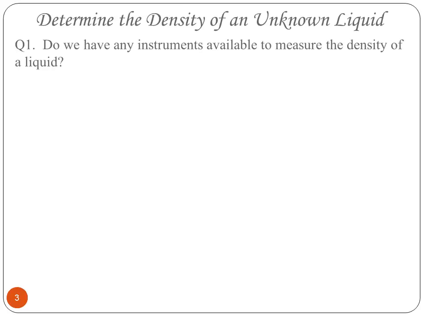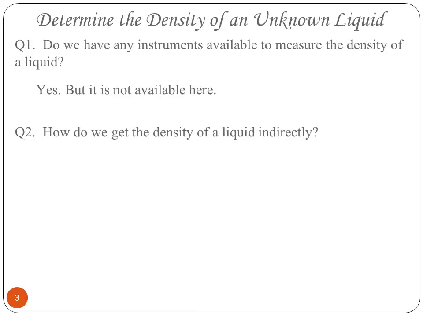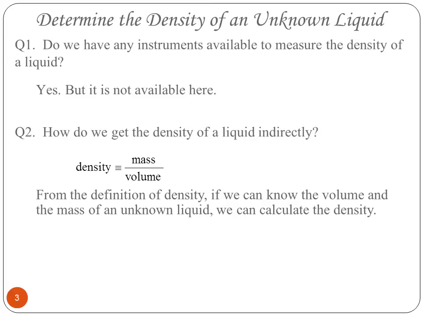In modern labs, a lot of measurements can be done by instruments directly. Therefore, some of you may ask me, is there an instrument that can measure the density directly? The answer is yes. However, we do not have it here. So, you may need to look for an indirect method. If you recall, in class, we have learned that density is defined as mass over volume. If we can measure both the volume and the mass of a liquid, the density can be calculated.